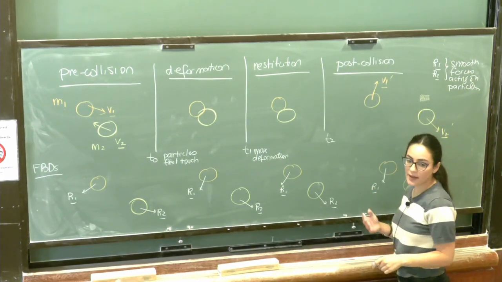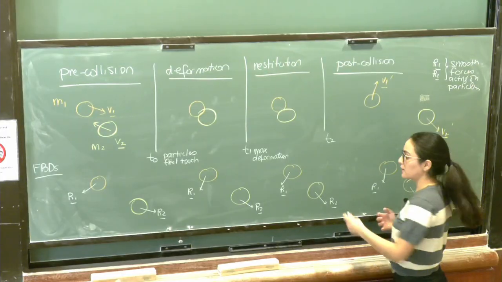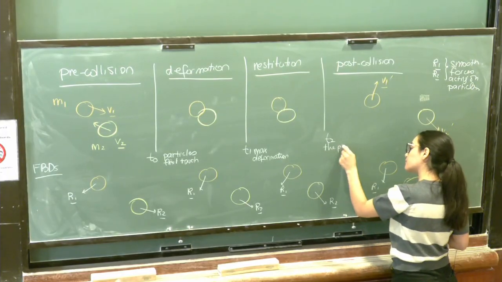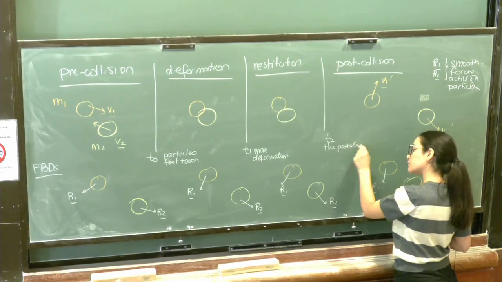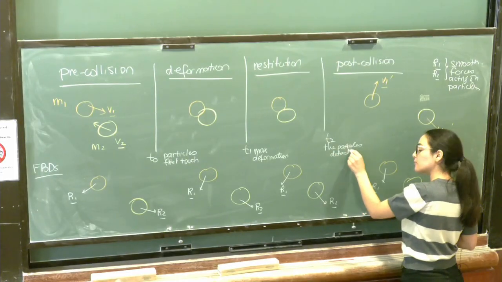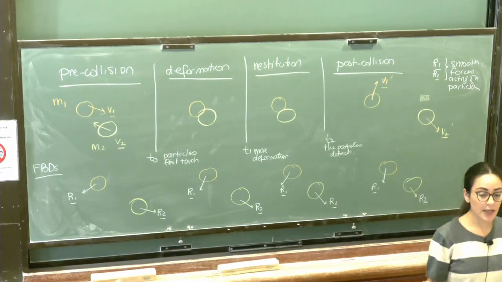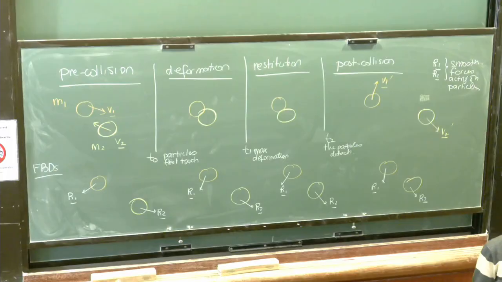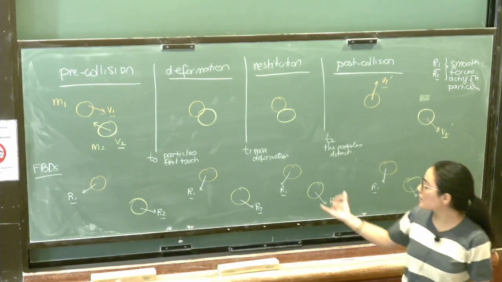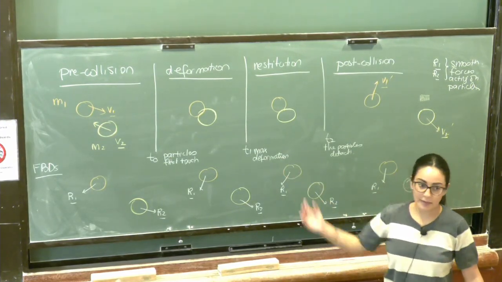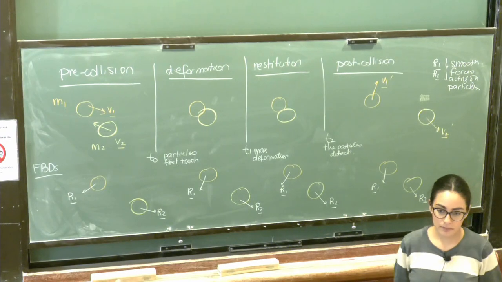And T2 is when the particles detach. Now, there are some cases where the particles are never going to detach. There's not going to be any restitution. The particles collide and then just stick to each other and remain this way. So that's possible. It could be that T1 and T2 are the same. There is no restitution. That's possible.